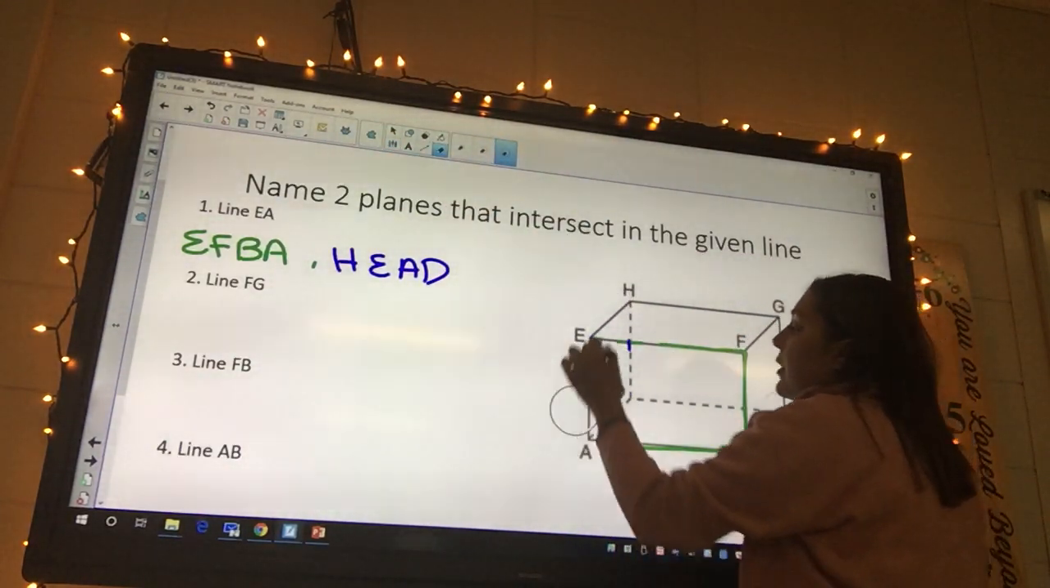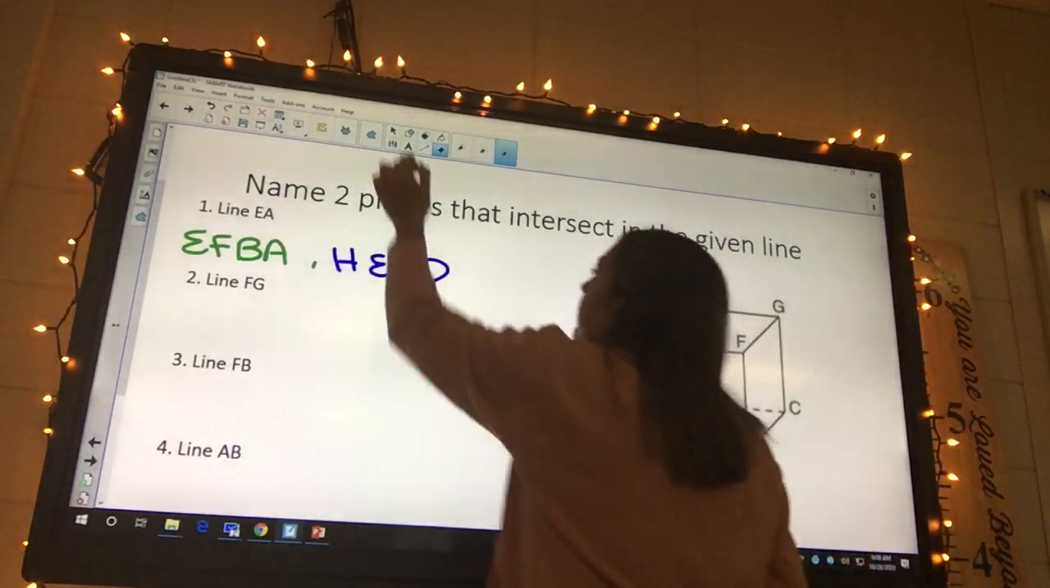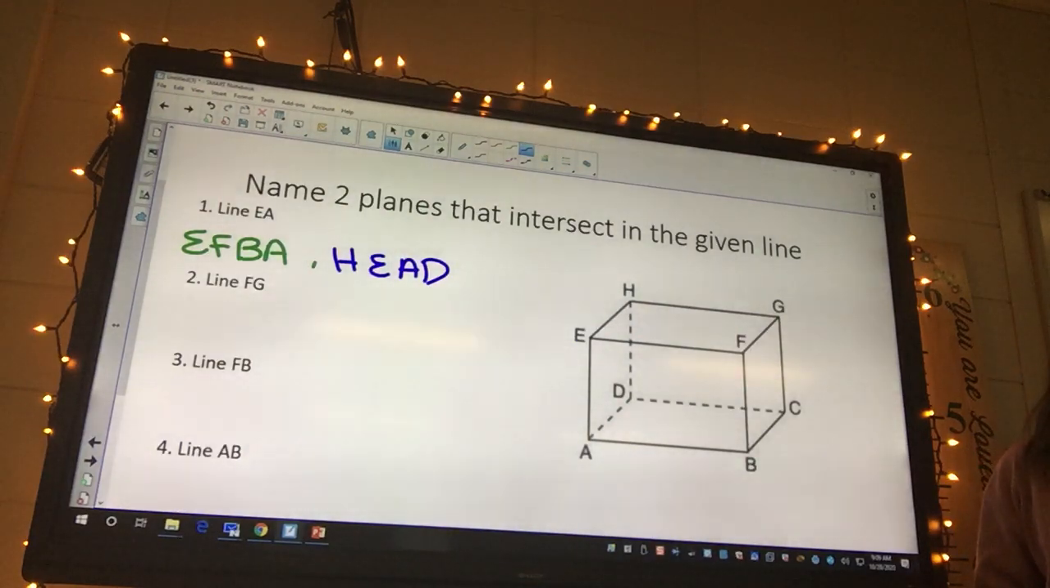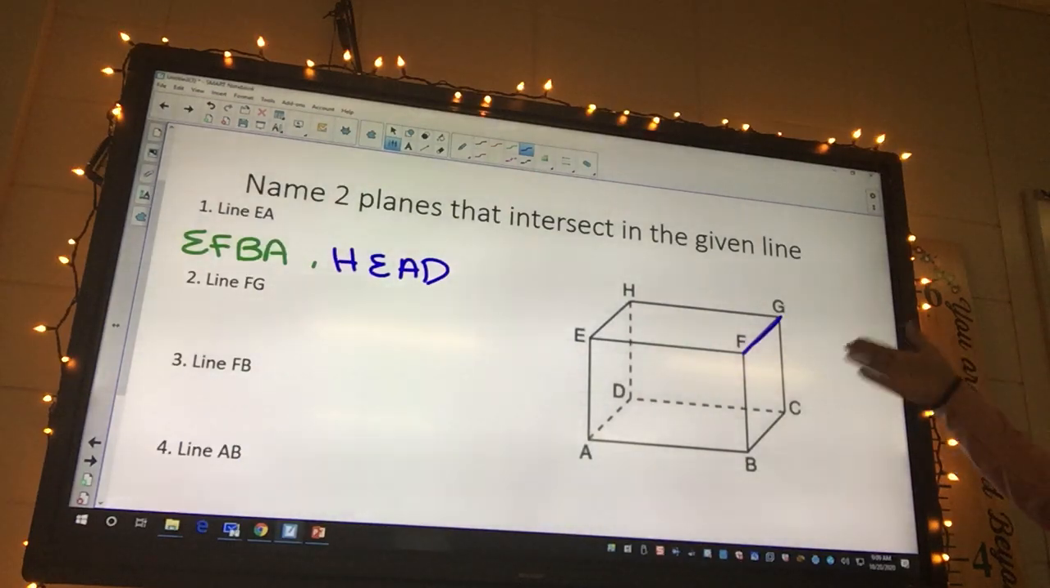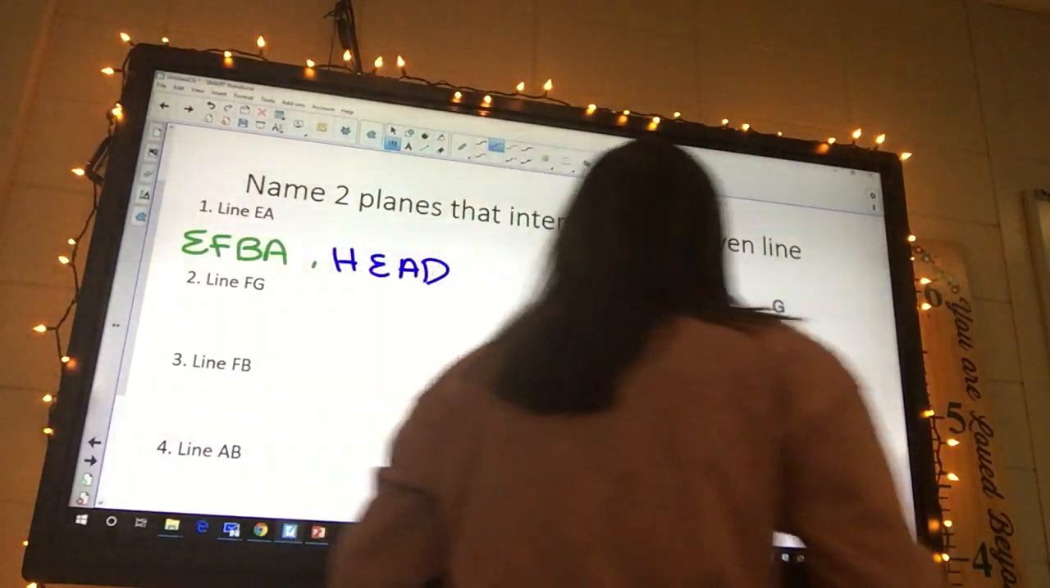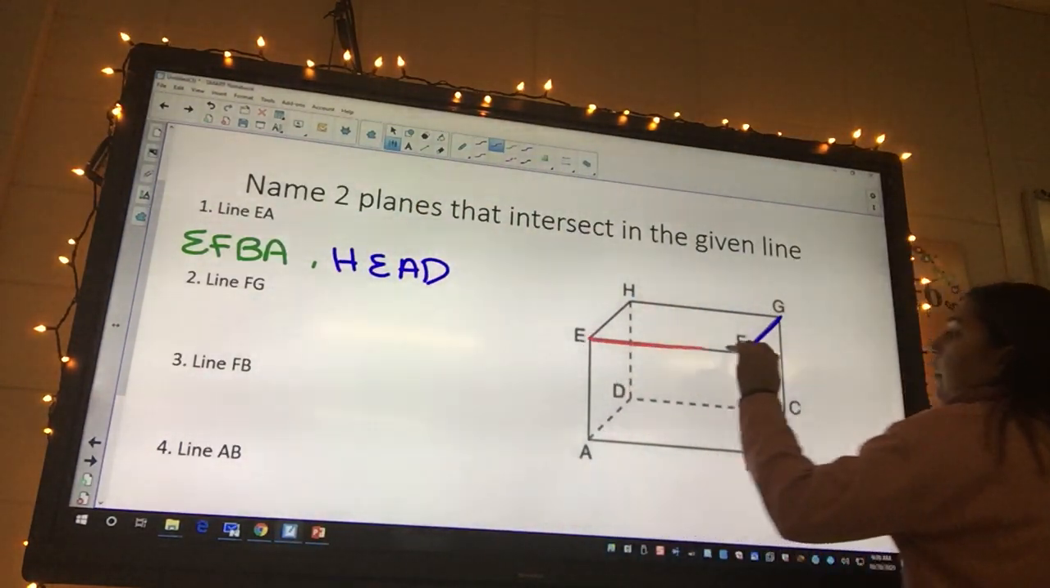The next one says FG. So your very first step is going to be to find that line FG. So where is FG? Here. And the front one's that one. So it's going to be off to the other side, essentially. If we look at a Kleenex box, it's going to be the total opposite side. So what two planes are going to touch this side? EF what?